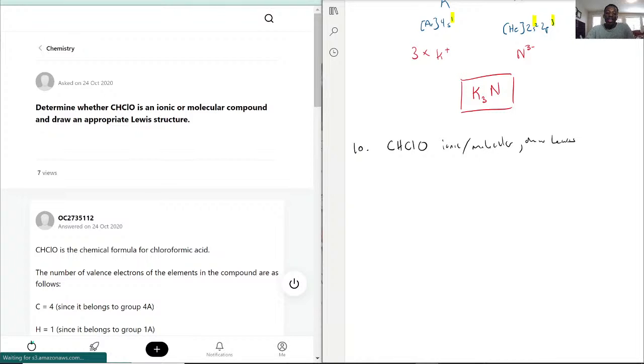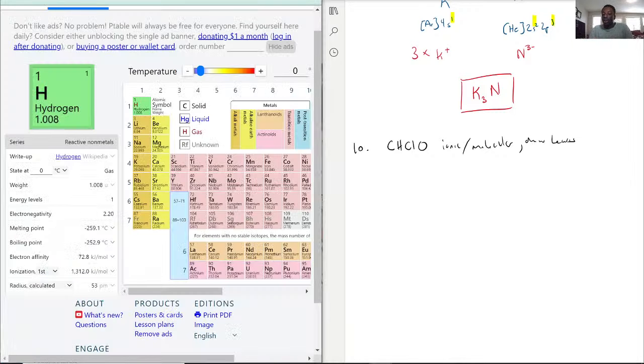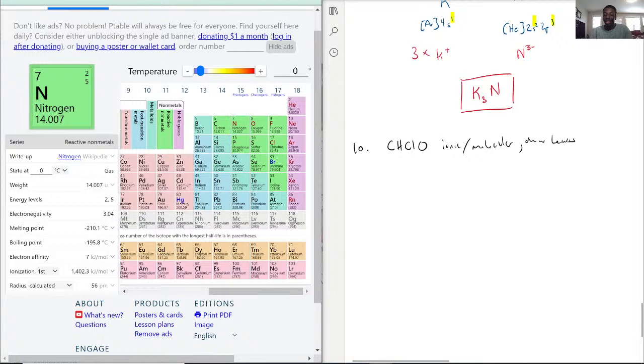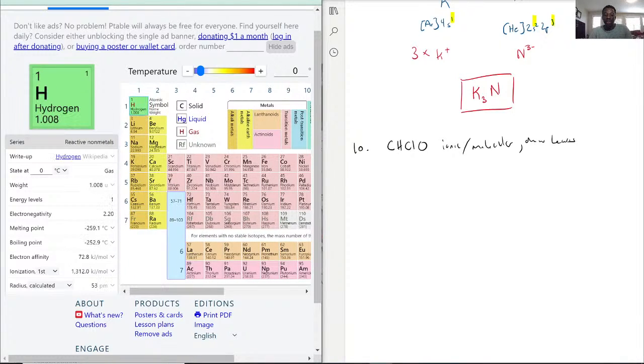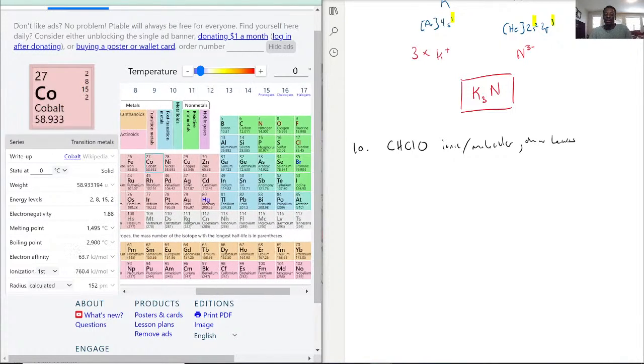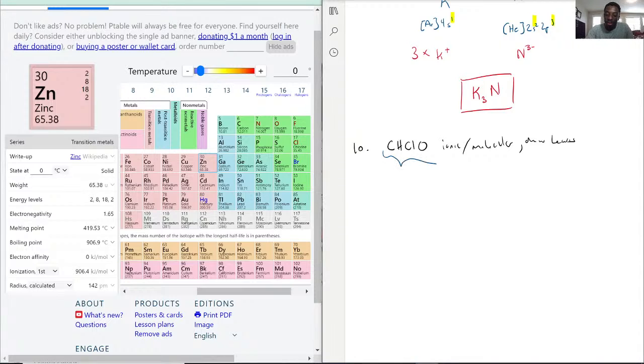Okay. So with this, we can actually answer whether it's ionic or molecular fairly straightforwardly. Do you see any nonmetals? Well, carbon, hydrogen, chlorine, and oxygen are all nonmetals: carbon, chlorine, oxygen, and hydrogen over here, nonmetal. So all these are nonmetals. Now, do you see any metals? Well, no.